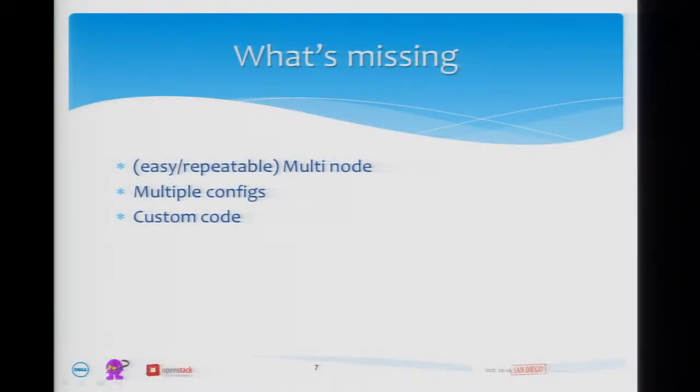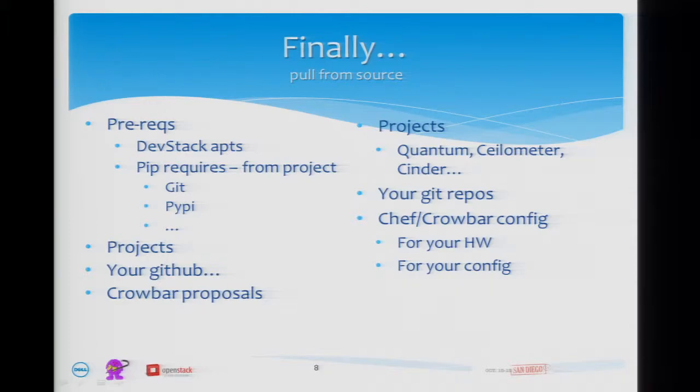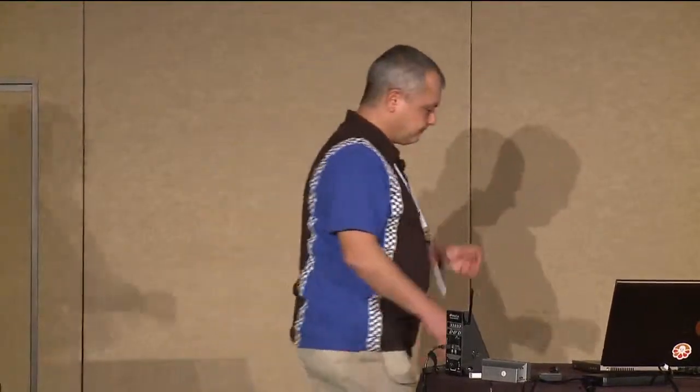What's missing from the previous solutions or from the current state of the world? It's not that easy to deploy multi-node. Each one of the solutions from the prior slides requires you to go and tailor the nodes individually. If it's DevStack, you need to go create local personality, local RC, basically go and configure the node, give it its own IP address, make sure it ties to the right interfaces on that particular node.